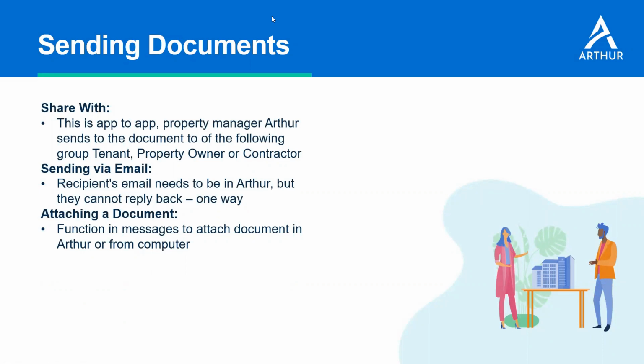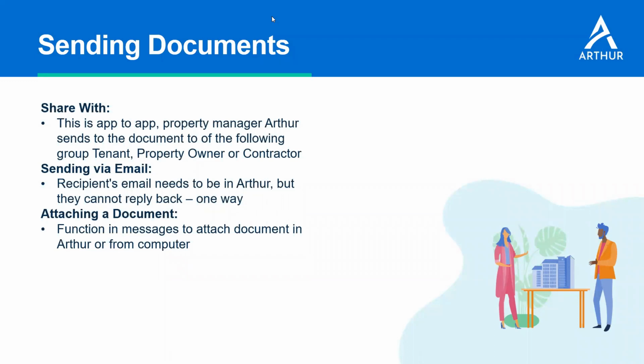So this is app to app. Every time you see share with on your Arthur account, you need to understand that it goes via your Arthur to someone else's Arthur. We do have the tenant app, a property owner app, and a contractor app as well. So anytime you see that share with, which we'll be going over, that's going to be sharing with the other person's app if they've been invited, and if they download it and are a user on the app, they can access any documents that you share with them in that app.